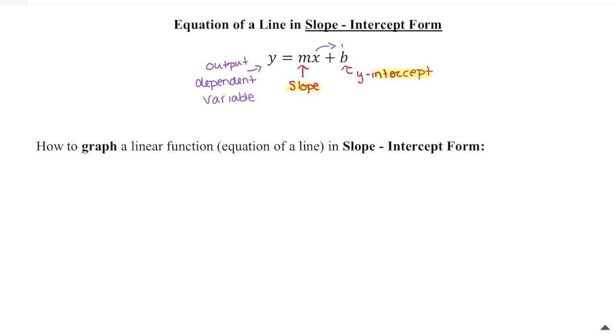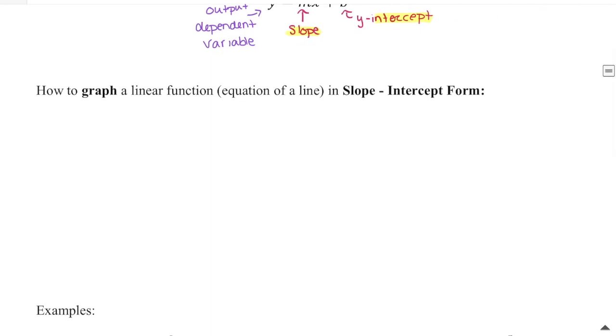and your x, which is your input or your independent variable. Slope-intercept form of a line is very straightforward. We're going to first talk about how to graph a line given in slope-intercept form. So, here are some steps.